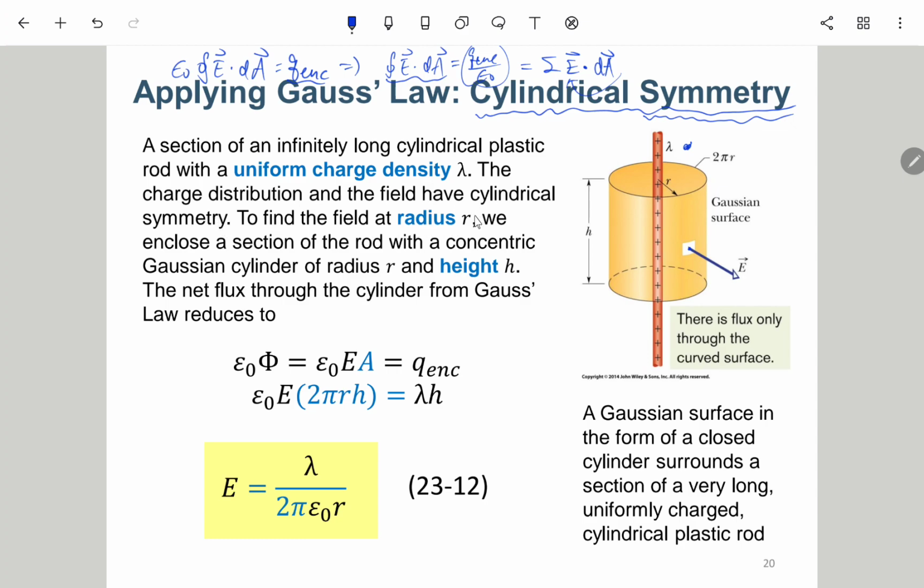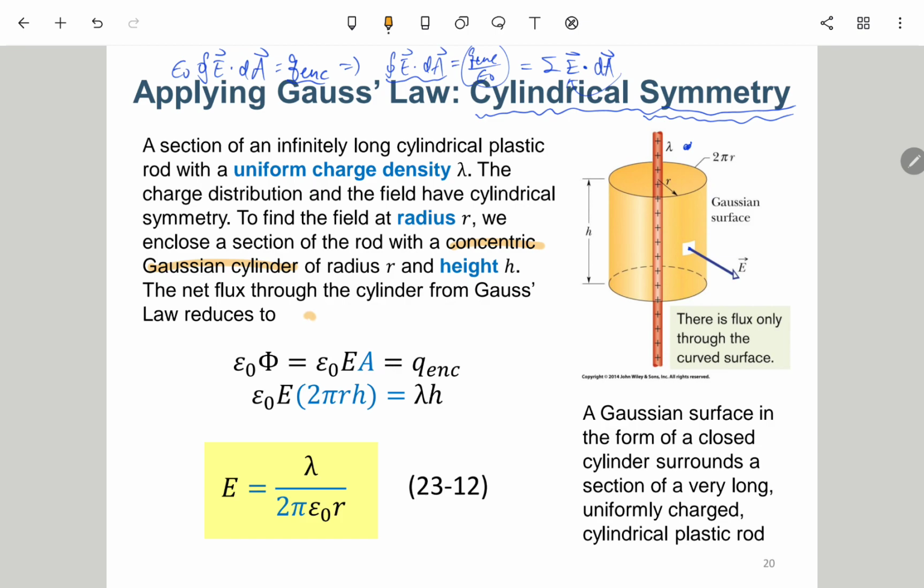To find the field at radius r, we enclose a section of the rod with a concentric Gaussian cylinder of radius r and height h. Okay, so we define this as a Gaussian surface, with radius r and height h, and the net flux through the cylinder from Gauss law reduces to something like this.